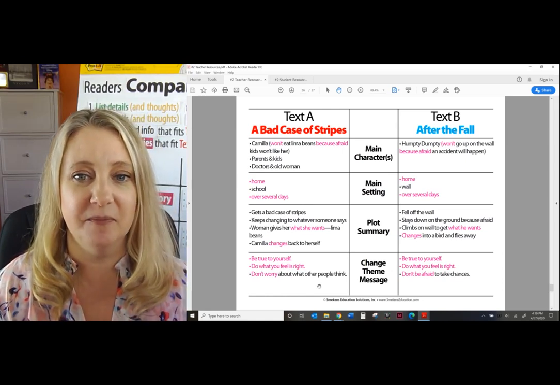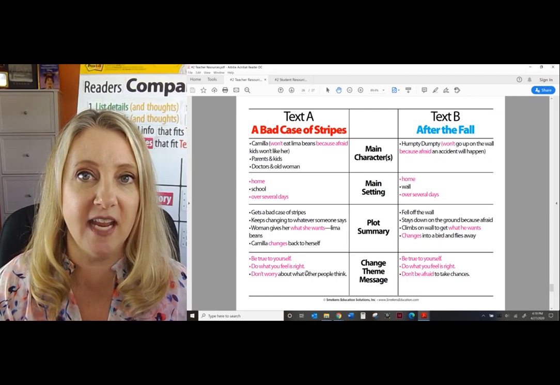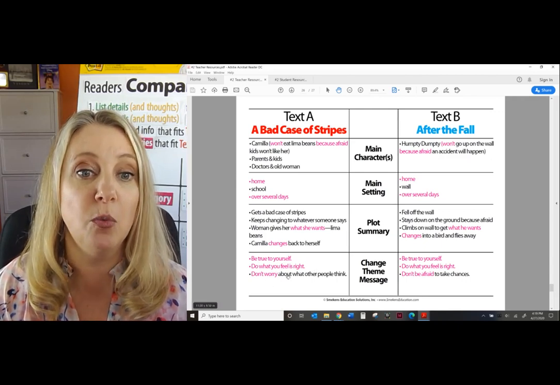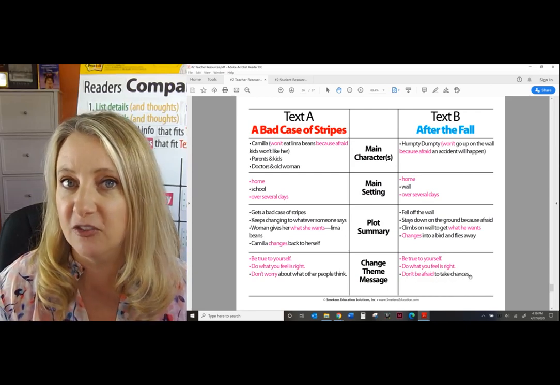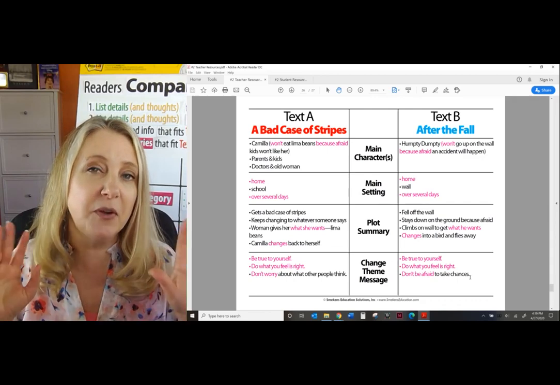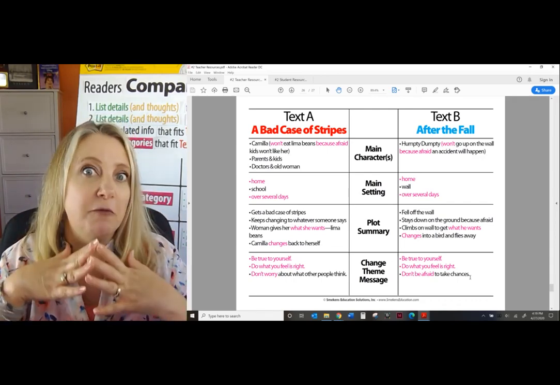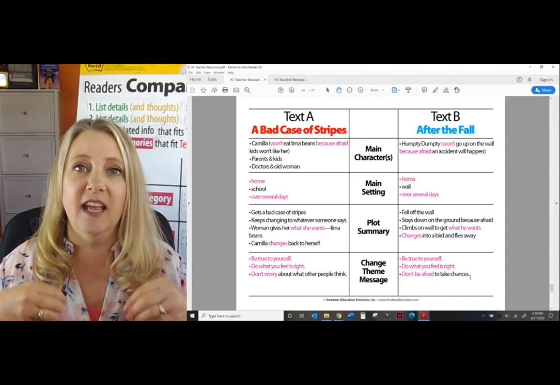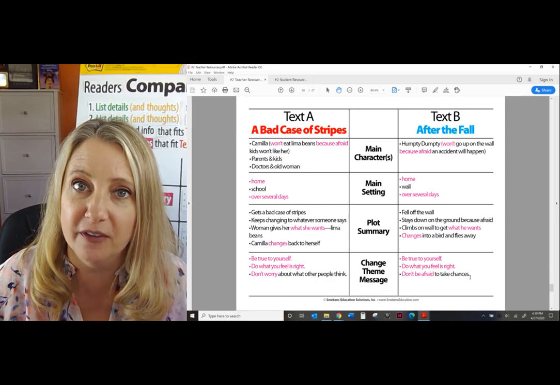Oh my goodness. And so there are some of these theme statements that are exactly the same, but look down here. Don't worry about what other people think. Don't be afraid to take chances. Now, those sentences aren't exactly the same, but they're similar because it's all about the worrying or being afraid, okay? That we need to do what we know is right, even if we're scared.